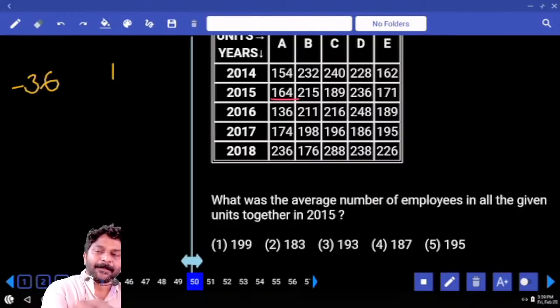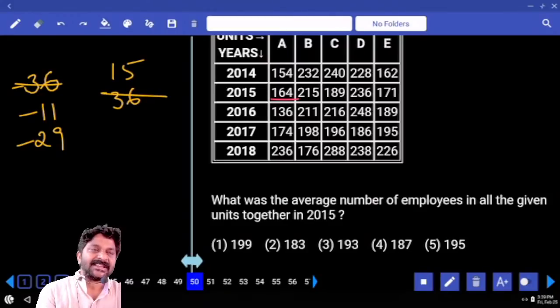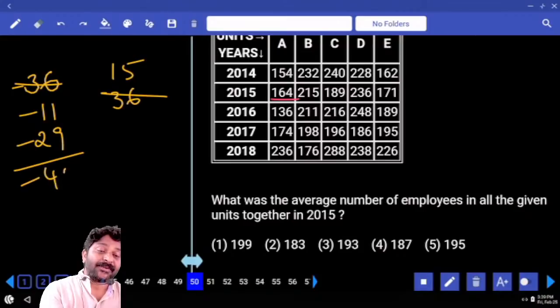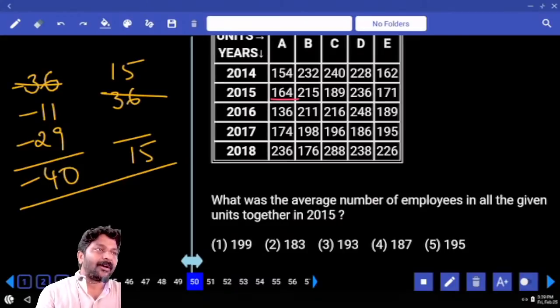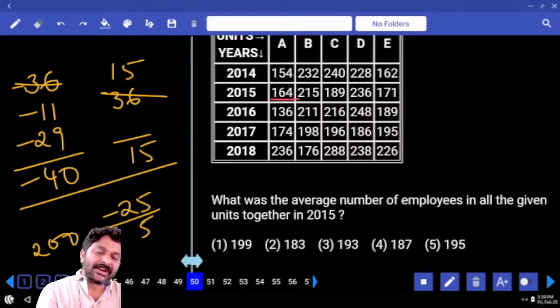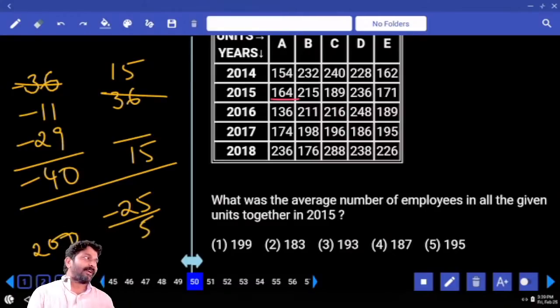36 less. Next number, 15 more. Next, 11 less. Next, 36 more. Next, 29 less. Plus 36 minus 36 cancel. Positive numbers, negative numbers. Minus 40. Positive number, 15. So finally what is left? A negative number. How much? 25. So this must be adjusted among how many numbers? Already every number is 200, and from that we have to subtract 25 divided by 5. How much is your answer? 195. Final answer.